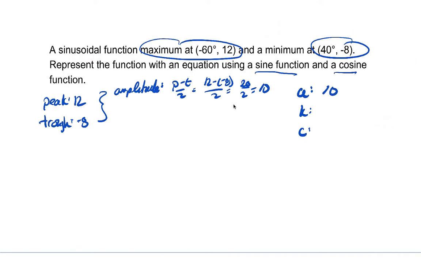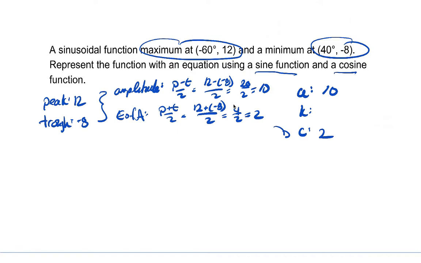Coincidentally, A is amplitude, which starts with A. The other one we could have is the equation of axis, in other words, our C value, and this is going to be peak plus trough over 2. In other words, the average of the maximum and the minimum. In this case, it's going to be 12 plus negative 8 over 2, which is 4 over 2, which is 2. So that's our equation of axis is 2. So that implies that my C value is 2.